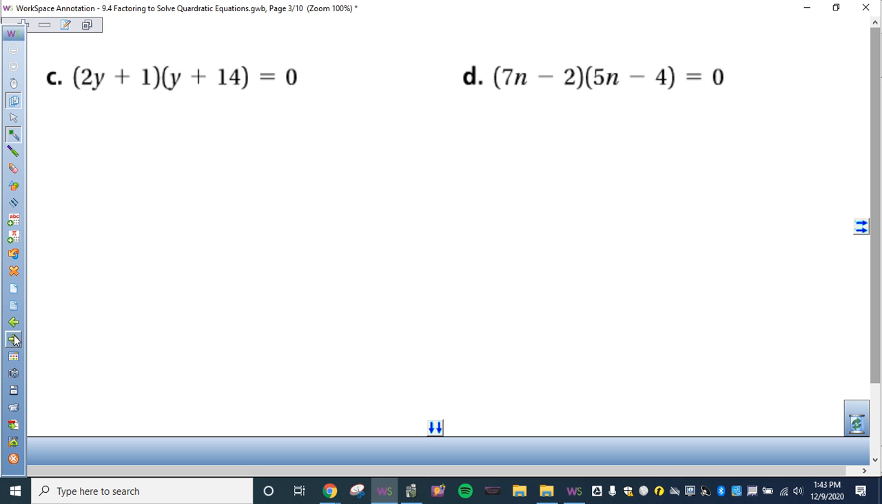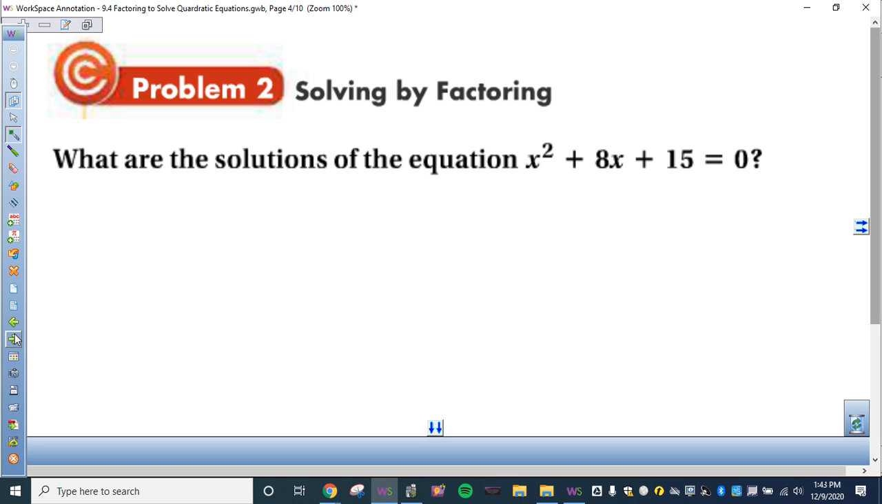Okay, so next step up in difficulty. So we went from problem 1 to problem 2, or example 1 to example 2. So the only difference with example 2 now is that we have to factor it. We know that we have to factor and set it equal to 0 because they asked for solutions, and it says equals 0. Simple as that.